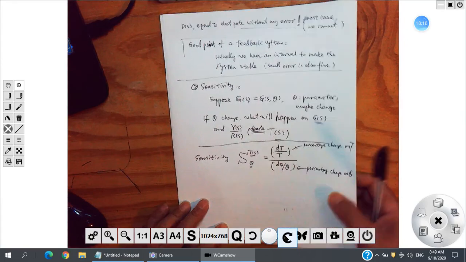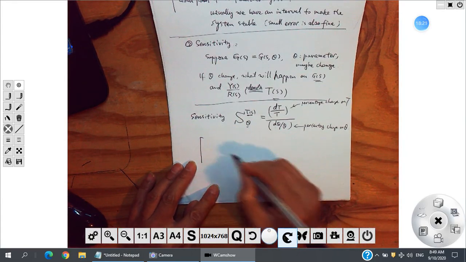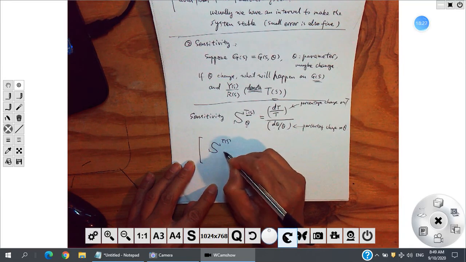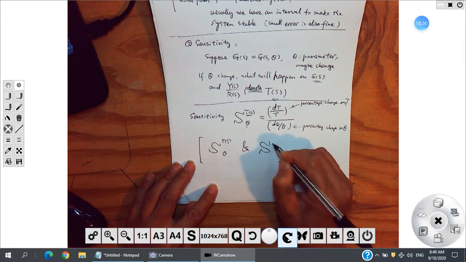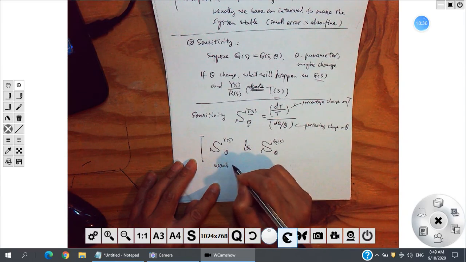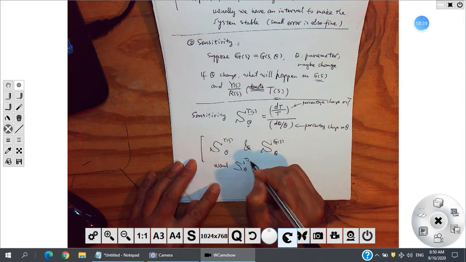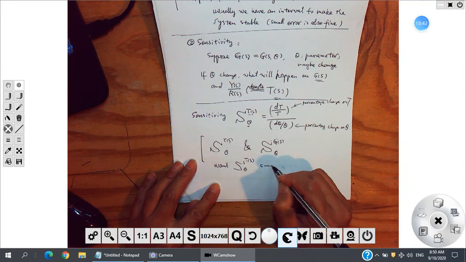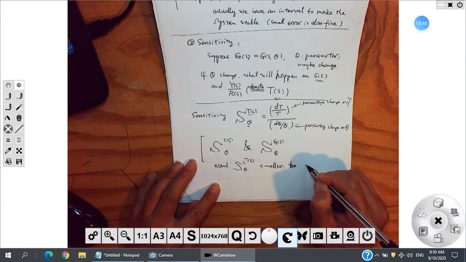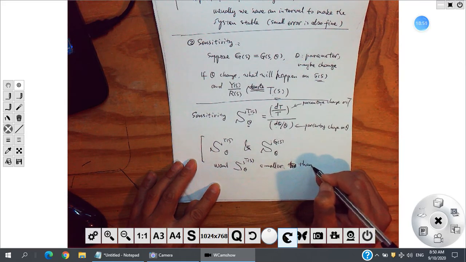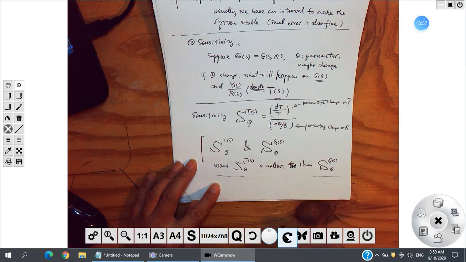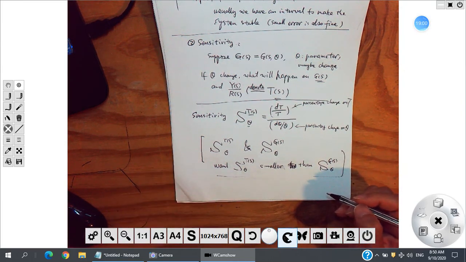So here actually we have two things. The considered thing is S_T of S theta and S_G of S theta. We want this one smaller than this one. I want this one smaller than this one. So this is a sensitivity.